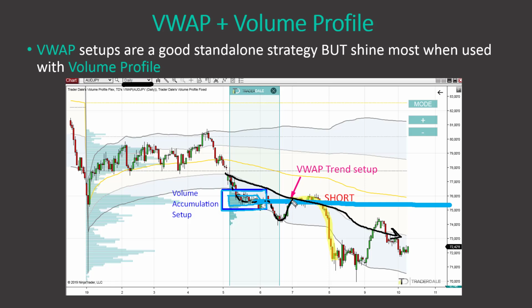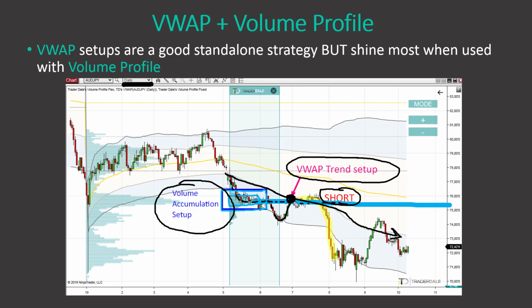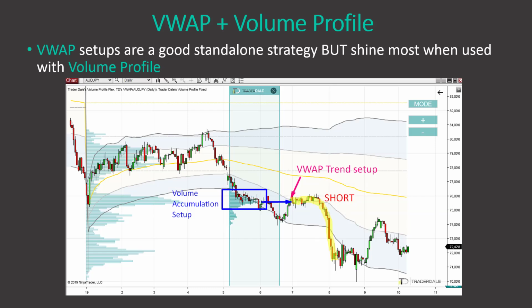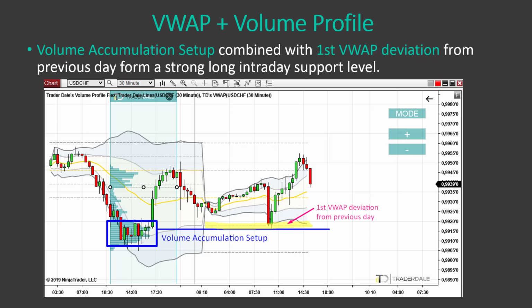You remember? So in here, the price touches the first deviation, and it also touches the place where the volumes were the heaviest. It touches this blue line. So at this place, you actually got the short confirmed by two completely independent trading setups: the volume accumulation setup, which is a volume profile setup, and the VWAP trend setup. Those two signals meet in here, and that's what I like to see. You go short from there. That's a confluence I'm usually looking for, right?